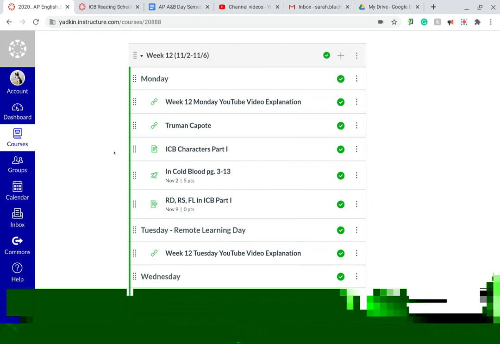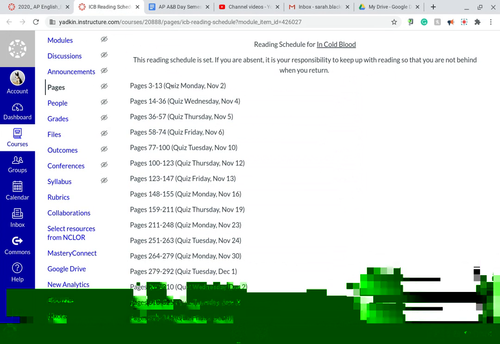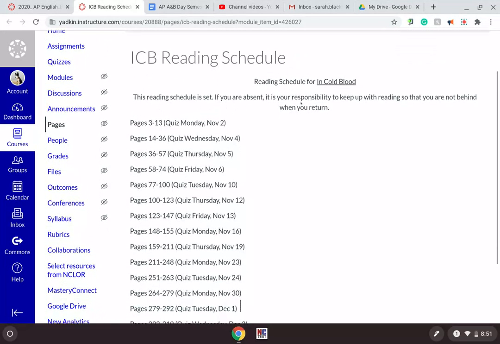Okay, week 12, Monday, finally getting into our book. I just wanted to go over, I didn't really go over it before, just let you know that it existed, but just wanted to remind you that under week 11, Friday is the In Cold Blood reading schedule.